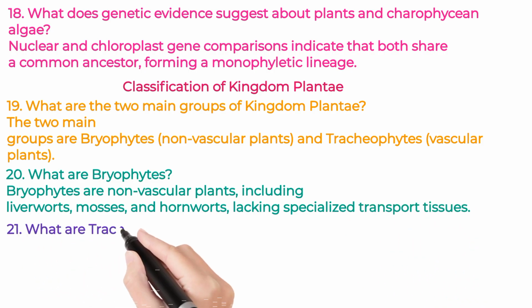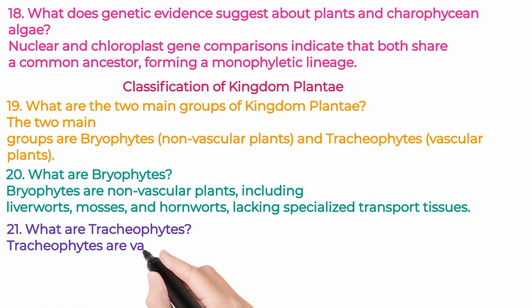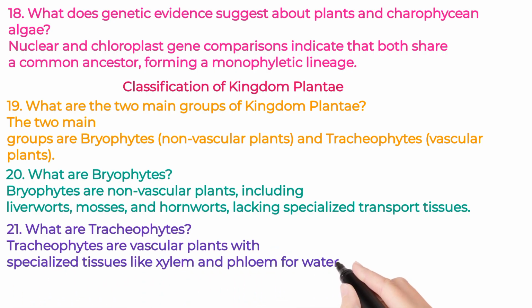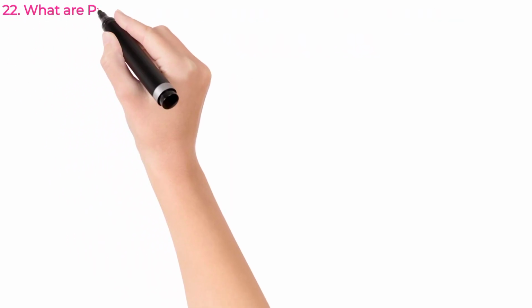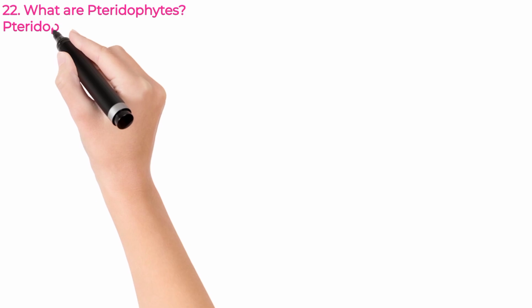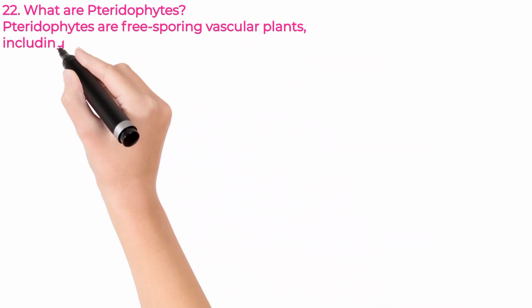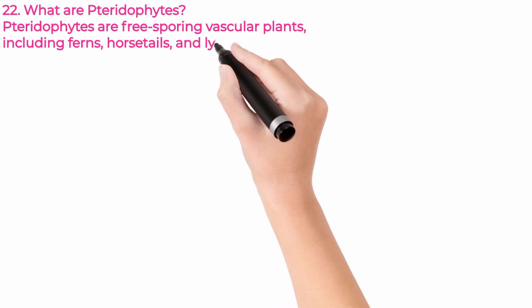21. What are tracheophytes? Tracheophytes are vascular plants with specialized tissues like xylem and phloem for water and nutrient transport. 22. What are pteridophytes? Pteridophytes are free-sporing vascular plants, including ferns, horsetails, and lycophytes.